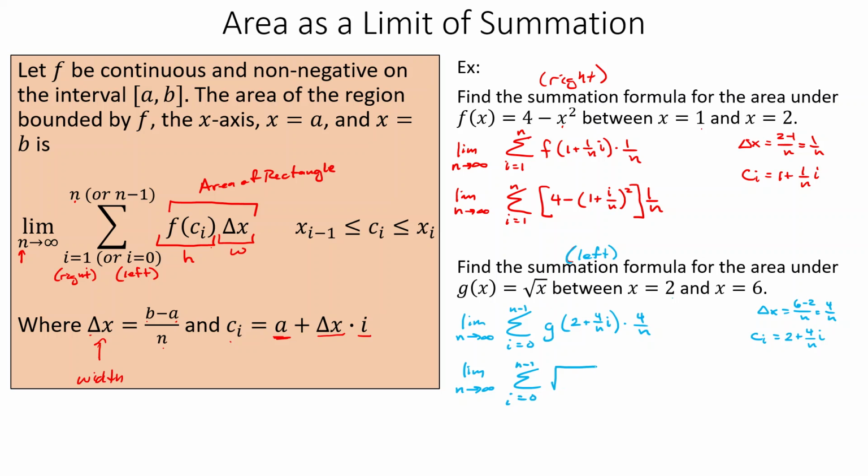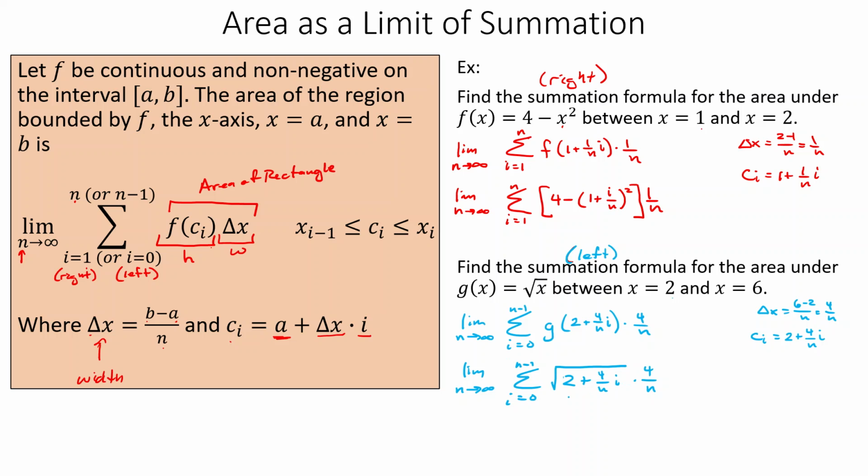So instead of g, I'm going to say, well, it's the square root of 2 plus 4 over n times i. If I want, I can put the i up there with the 4. And then outside the square root, we've got the delta x, which is 4 over n. All right, and there's our answer. So now we should be able to go forward and backward here.